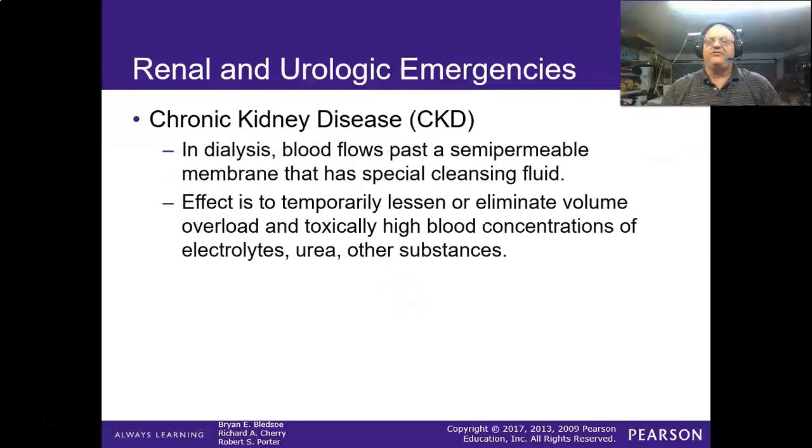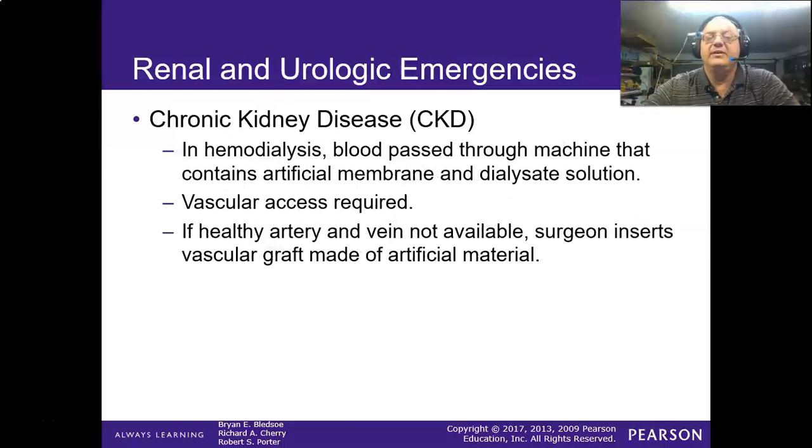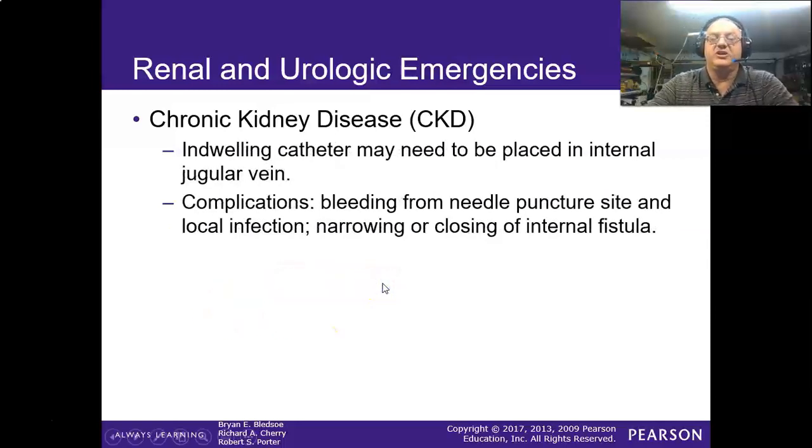In dialysis, the blood flows past the semipermeable membrane and it cleans it. The effect is usually temporarily lessens or eliminates volume overload, okay? So in hemodialysis, it's passed through a machine where the fluid and poisons are taken off. And if healthy arteries or veins are not available, the surgeon will usually graft a shunt into that area. Most of the time they'll do this with the regular veins, but usually they do place a shunt or some sort of indwelling catheter, and usually these are Hickman's caths. There's some sort of central catheter, usually subclavian, sometimes an internal jugular, depending on how bad it is.